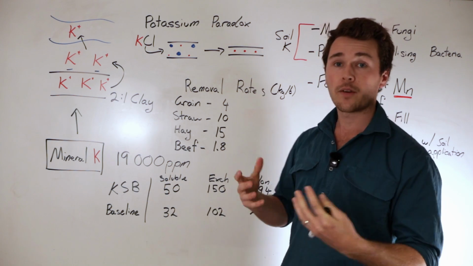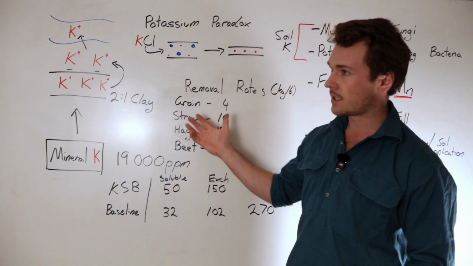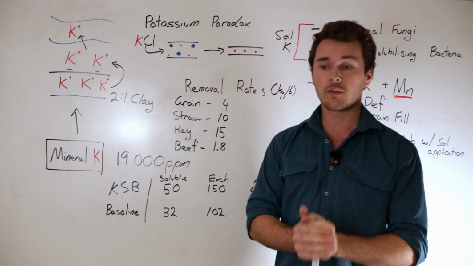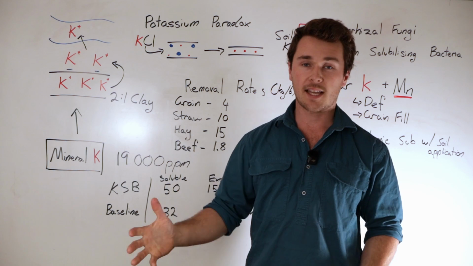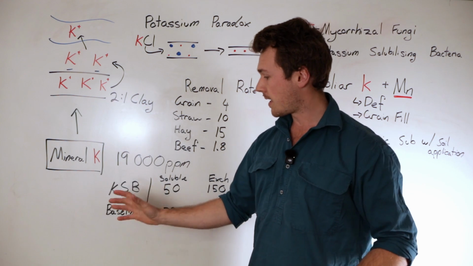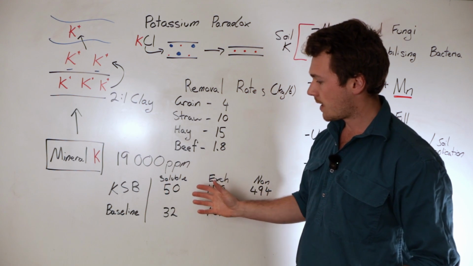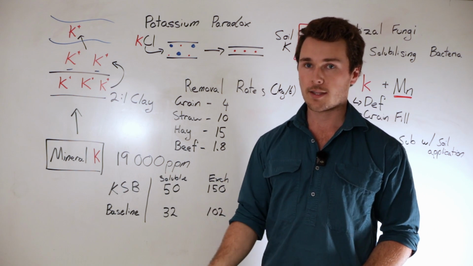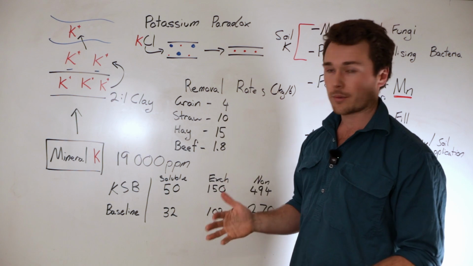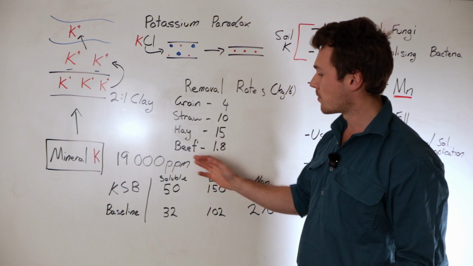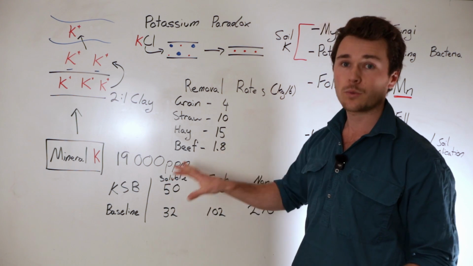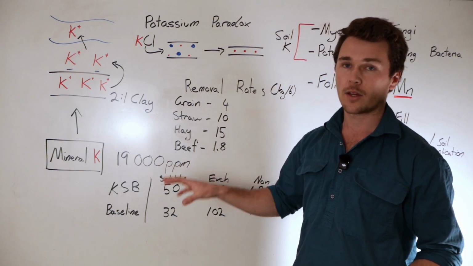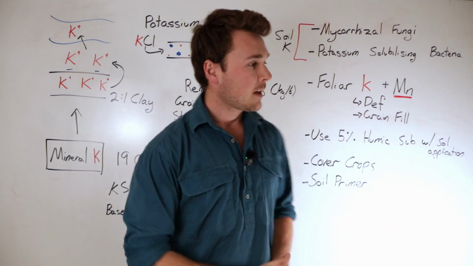Now, of course, if you have a very high removal rate, say for example, you're cutting a bunch of lucerne hay and you're removing 30 kilos of potassium per ton, then the potassium solubilizing bacteria might not be able to keep up with that. But if you're just running a grain operation, or even better, a beef operation, where you're not removing that much potassium, this will definitely 100% supply all the potassium you need.